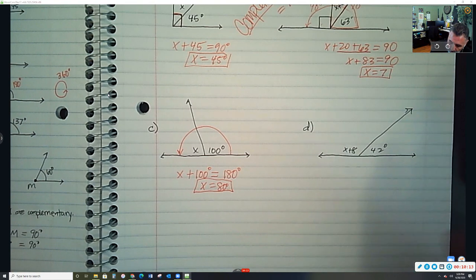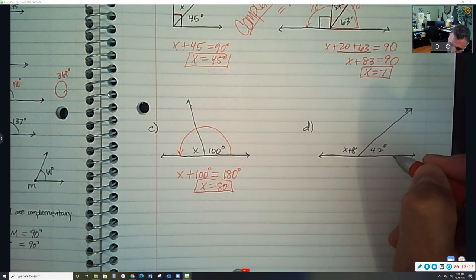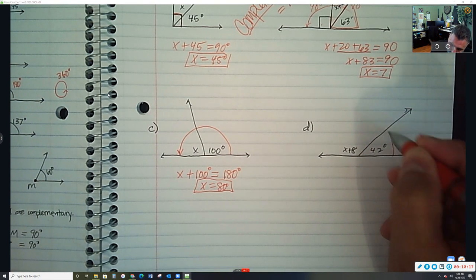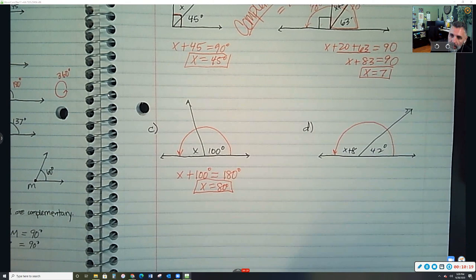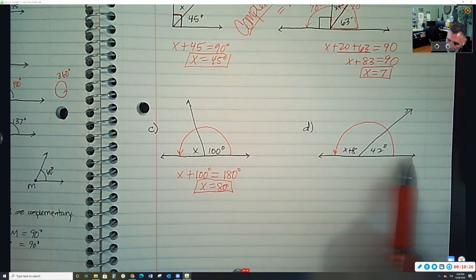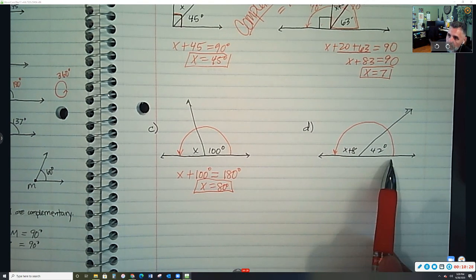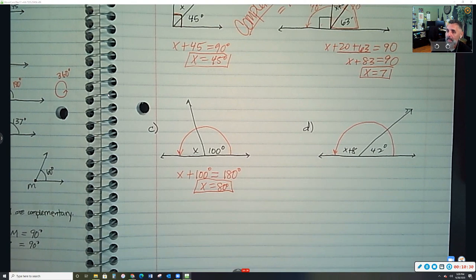Here, again, together from here all the way to here is a half rotation. Half rotation equals 180 degrees. Or think these two together make this straight line. So they're supplementary, they equal 180, it's a straight angle, it's a half rotation. They're all related to each other.